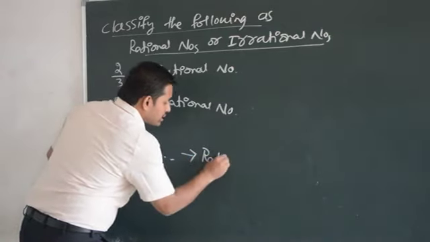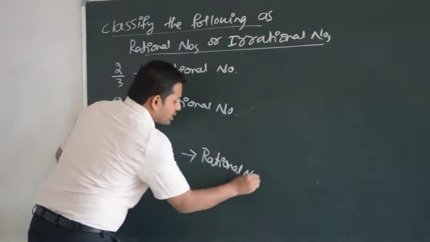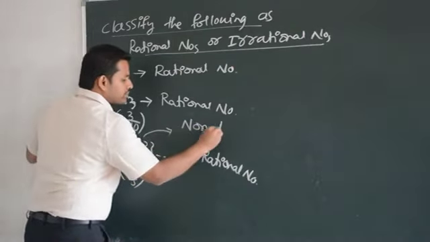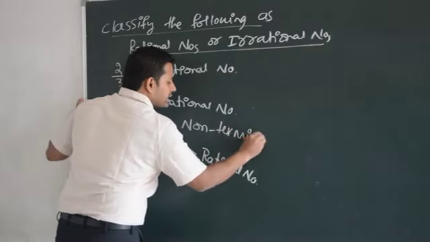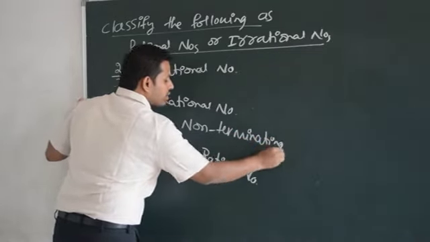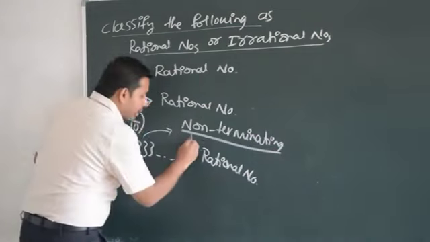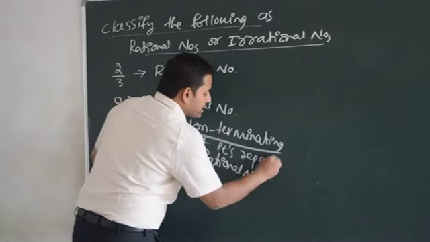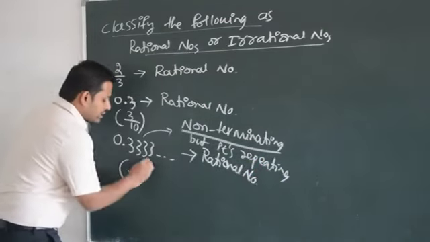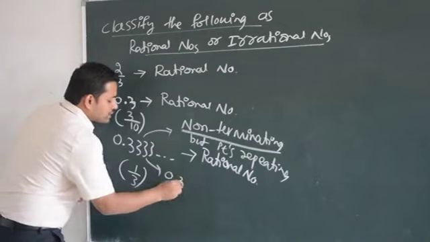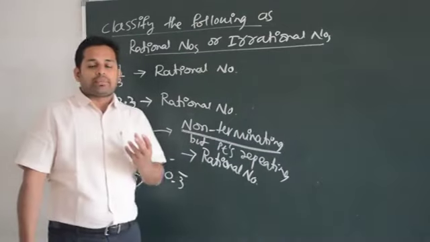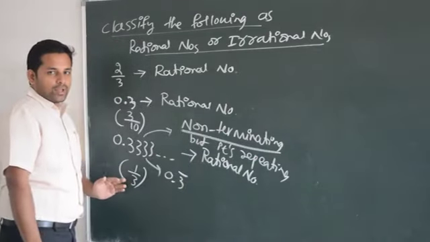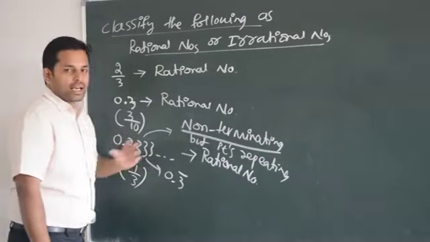Why? Because the decimal expansion, whatever I am getting here, is non-terminating. That is for sure. Non-terminating means there is no end. The decimal expansion is not ending. But it is repeating. It is getting repeated again and again. The 3 keeps on continuing. It can be written as 0.3 bar also. Please watch the immediate previous video, then only you will understand these things. Are you getting my point? That's why it becomes a rational number.